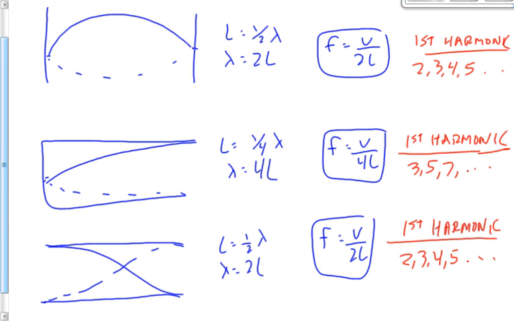If both ends are the same, whether we're talking about both open or both closed or both fixed, then we can have any harmonic we want. But if we have one end open and one end closed, two different ends, then we can only have odd numbered harmonics. We can't have even numbered harmonics. Does that make sense?